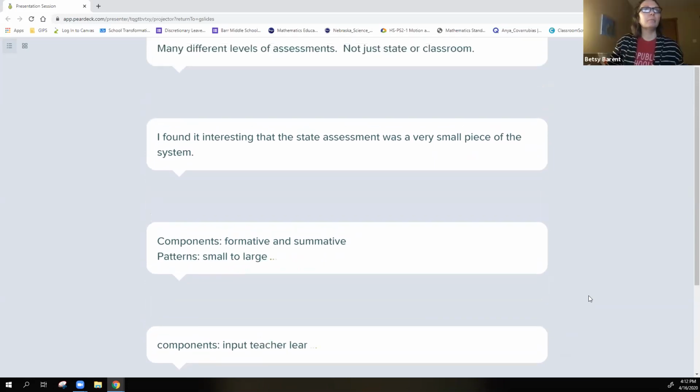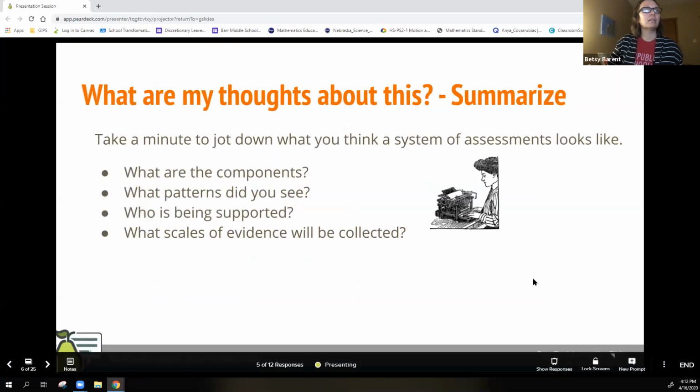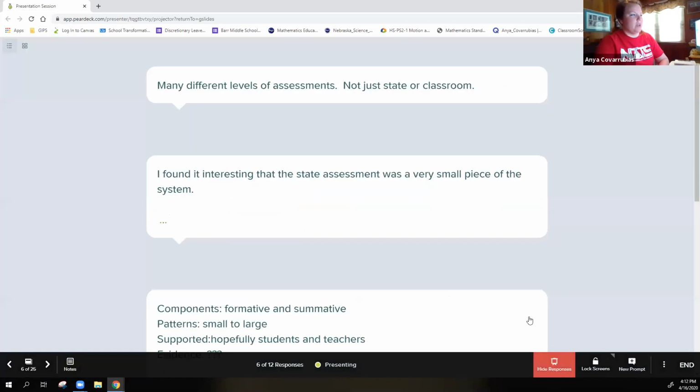Katie's asking if we could put the graphic back up. Is there any way to do that? Sure. I'm going to give you about 10 more seconds to finish. Well, I'm not sure, actually. If I go back, I'm not sure.